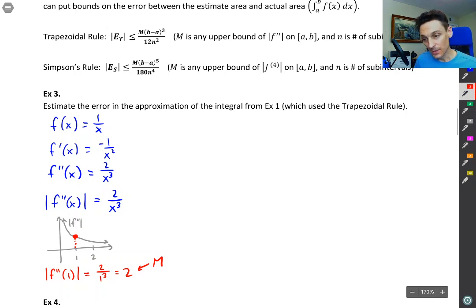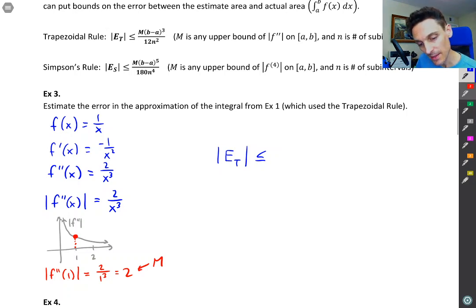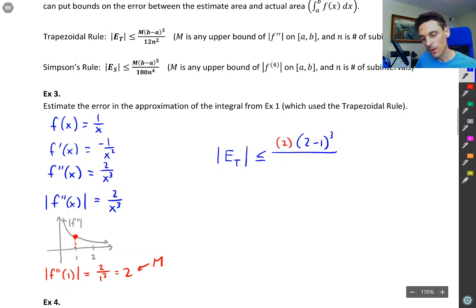So then here we're going to take that m, put it into our error bound formula. So we can write now that the error using the trapezoidal method or rule is less than or equal to the m value we just found, 2, times b minus a, which is 2 minus 1 cubed, over 12 times n squared. 12 times 4 squared. Remember that n equals 4 in example 1.